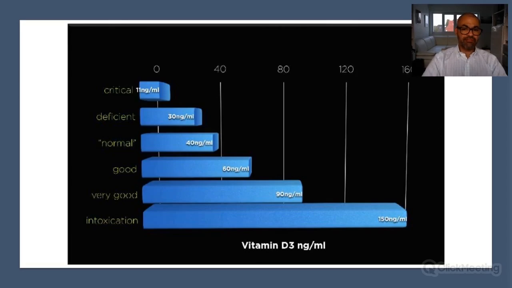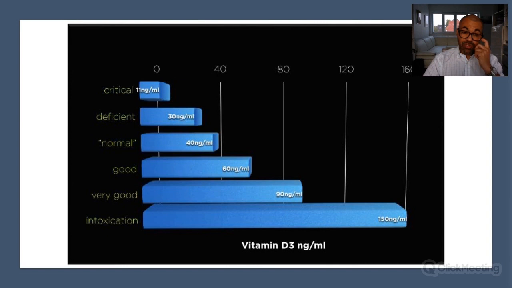If we look at the graph here, I have to admit that there is a very differentiated attitude towards what is critical, what is intoxication, what is the proper intake, and what should be the blood level concentration. This is just one graph. You might find others with different numbers, but I want to show you this graph now.